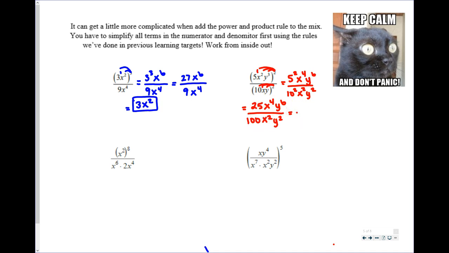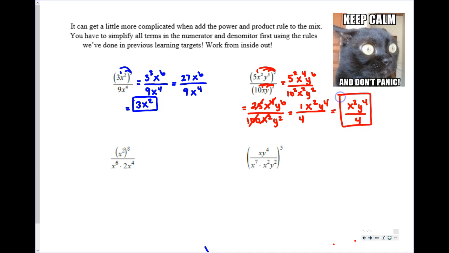25 divided by 100 is 1/4. So I'm going to put a 1 on top and a 4 on bottom. And then I'm going to cross them off. X to the 4th divided by x squared, well, 4 minus 2 is 2. 4 is bigger, so the x squared goes on top. Cross them off. And then the y's. 6 minus 2 is 4. The 6 is bigger, so y to the 4th goes on top. And I'm going to rewrite this a little nicer so it looks kind of even. X squared y to the 4th over 4.